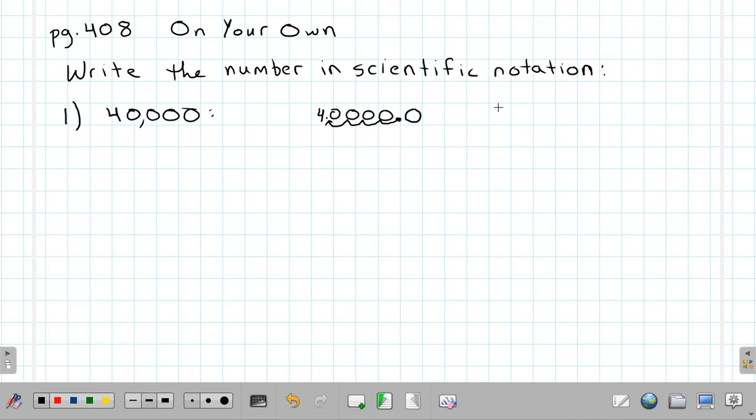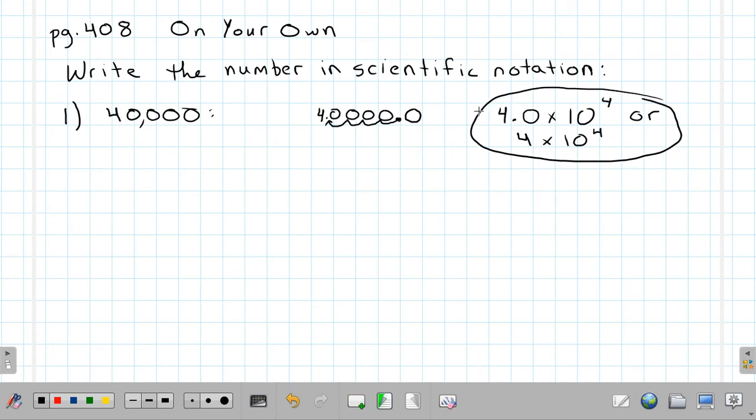So the last thing here is we've got this number, and we could either write this as just 4 or 4.0. I'll go ahead and write it as 4.0 times 10. And then we need to ask ourselves, how many places did we move the decimal place? Well, it's 1, 2, 3, 4. So that'd be 4.0 times 10 to the 4. Or you could write this one as 4 times 10 to the 4. Either one of those would work. I'd be okay with either one of those.